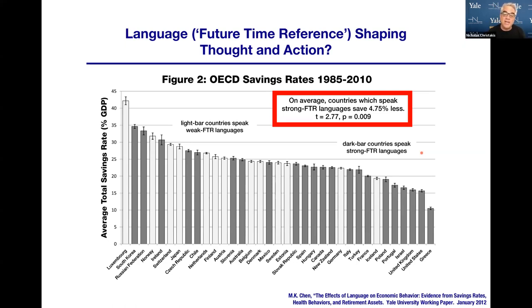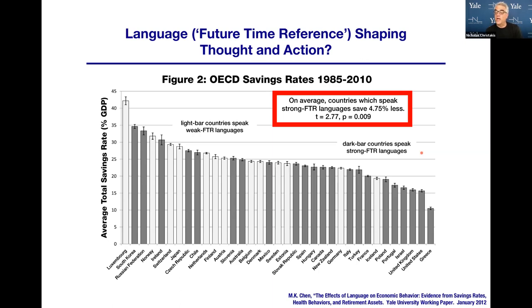So economist Keith Chen tested the hypothesis that languages like Chinese that grammatically associate the future with the present foster more future-oriented behavior. The idea is that when you think the future is no different than the present, you treat it and your future self with more respect. You don't discount the future as much. So languages with weak FTR, or future time reference, save more money and behave better towards their future selves and vice versa. And he found, in fact, that speakers with such weak FTR languages save more, retire with more wealth, smoke less, practice safer sex, and are less obese.